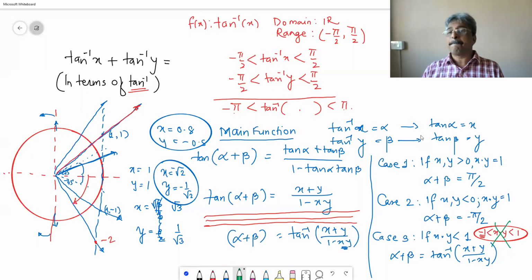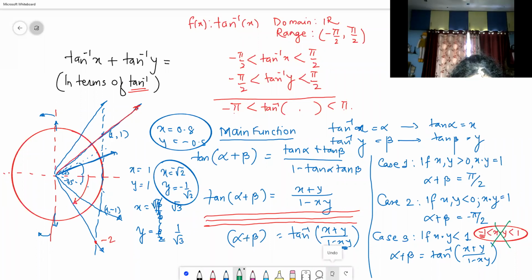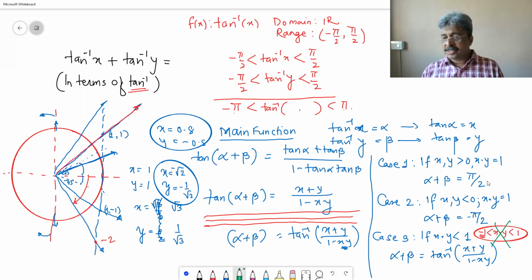Is it clear? So this is for x and y between pi by 4 and minus pi by 4. This is for x into y, either x into y is equal to 1 or x into y is less than 1. These are the cases for these two, x into y.